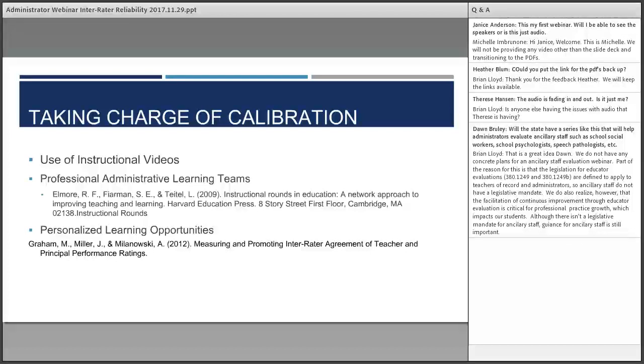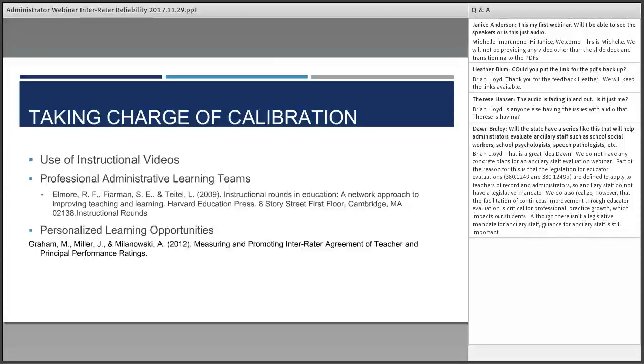forward on those pieces. The use of instructional videos to calibrate your PLC or your professional learning team, and I use those terms a little interchangeably because depending on your own title, some people like to use them a little differently, creates a great moment to grow the professional learning of your school or district team.